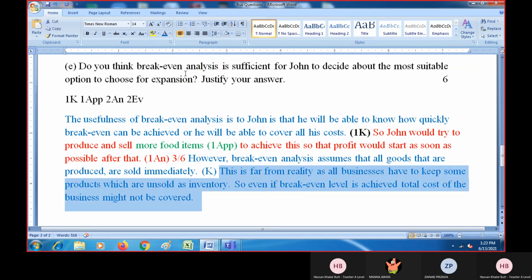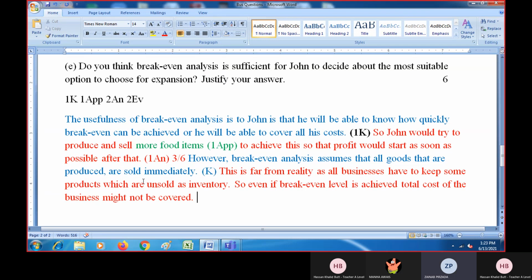Just a minute. I am going to color that with a different color. So this is the development of the point. Can you tell me, have I used any application in this development? Zainab, can you tell me that? No, sir. Very good. Yes, there is no application there.